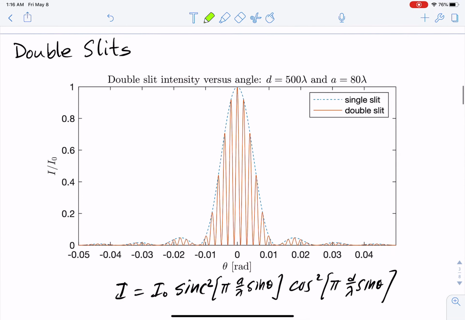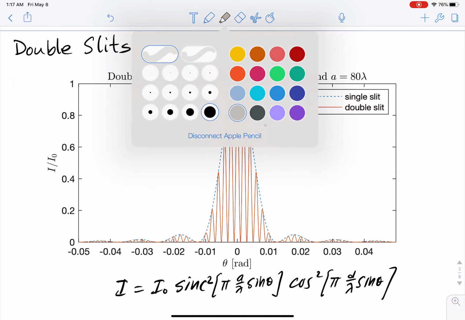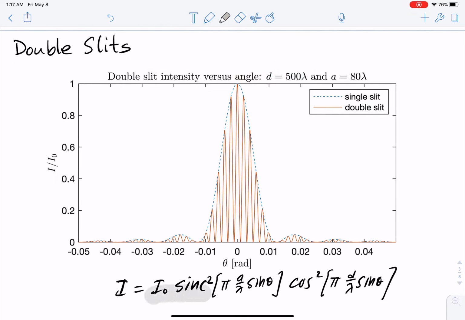We also looked at double slit. This has that same single slit pattern because a double slit is made of two single slits. But on top of it, there's an extra oscillating pattern. So in this diagram, you can see this overall envelope, which is the single slit pattern, and it gives the amplitude of the oscillation.